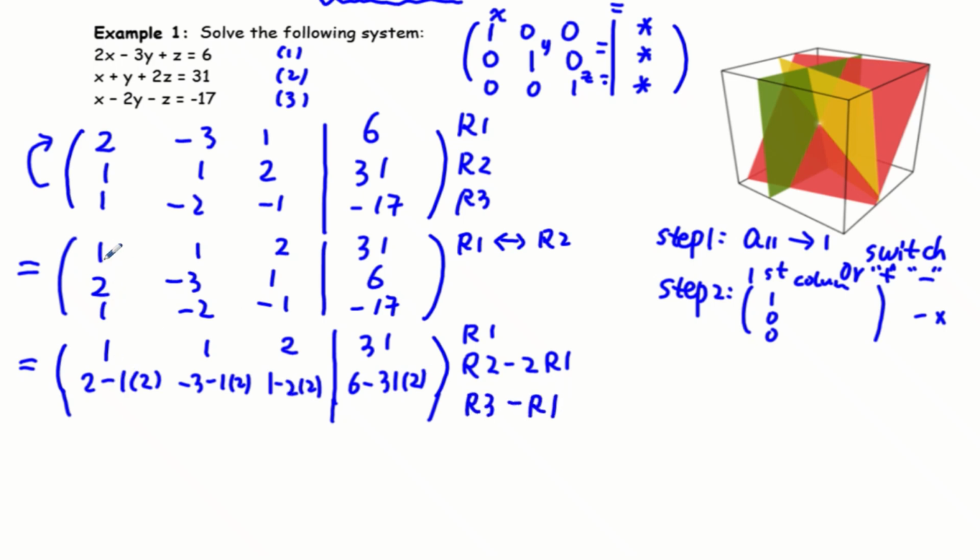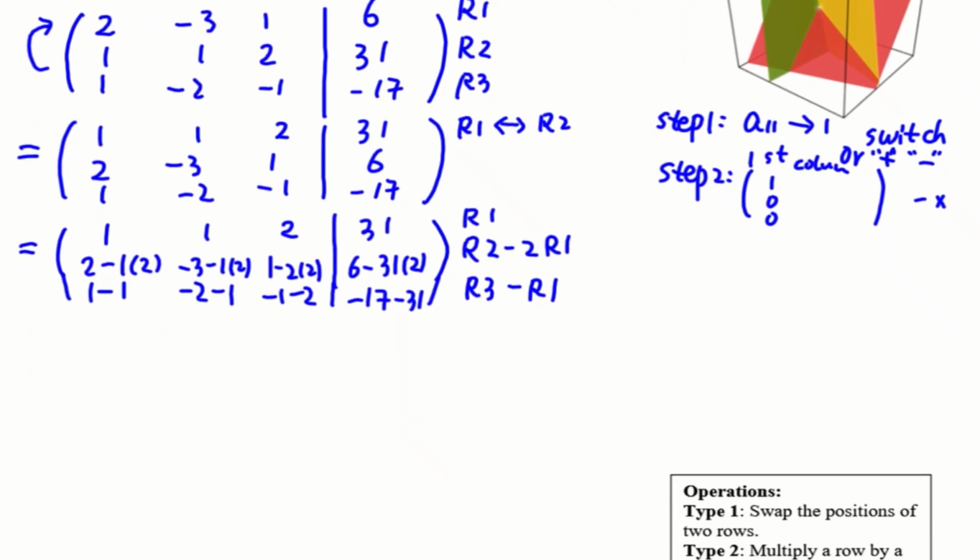So 1 minus 1, -2 minus 1, -1 minus 2, 31, -17, minus 31. So this is how we do the subtraction.